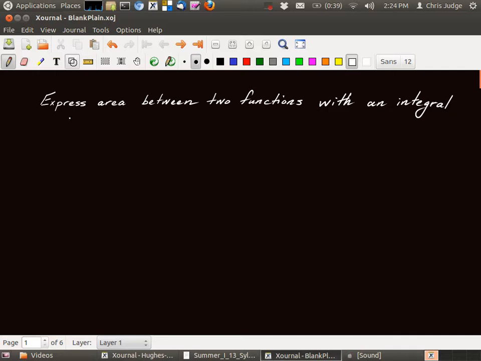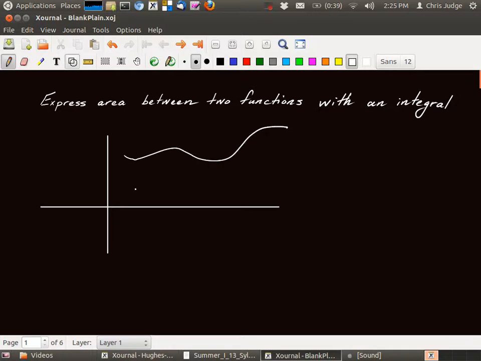In this video, we're going to describe how to express an area between two functions with an integral. So we know that the area between the y-axis and a curve above the x-axis is given by an integral. But we can actually look at any two functions and look at the region in between them. For example, here's a function, and there's another function.